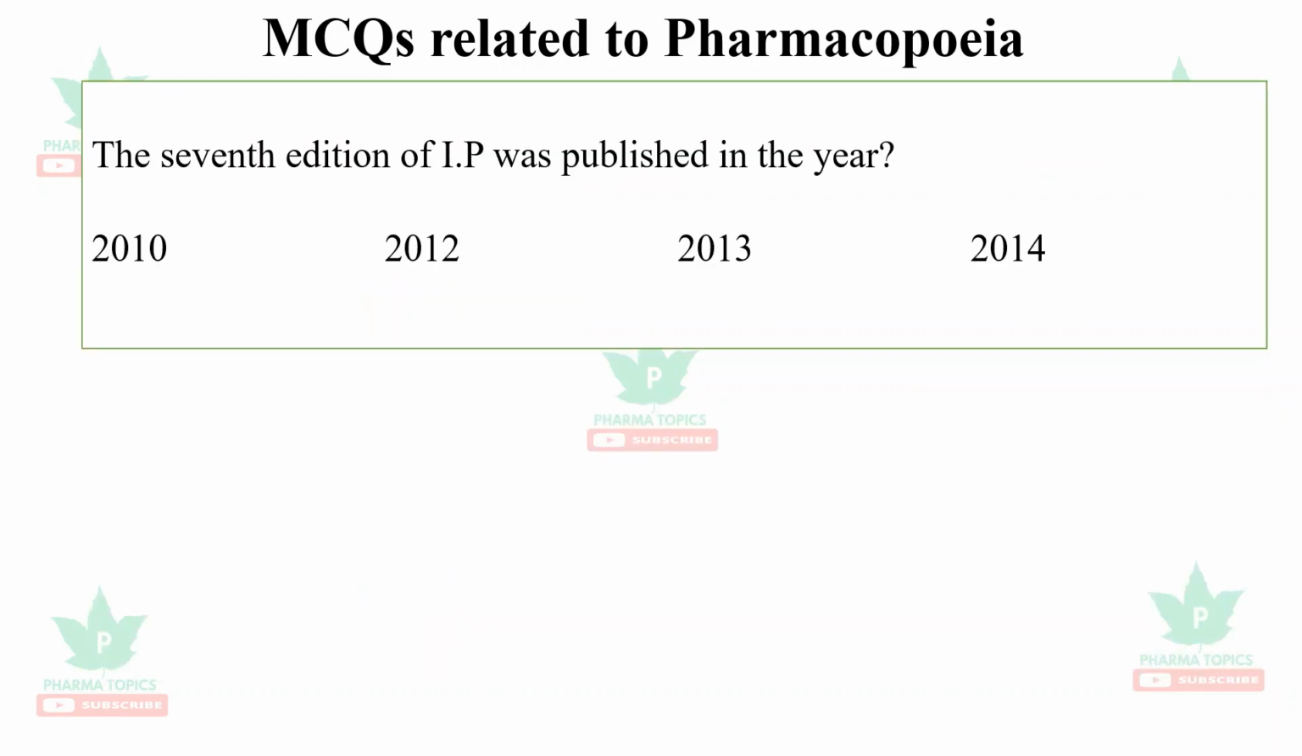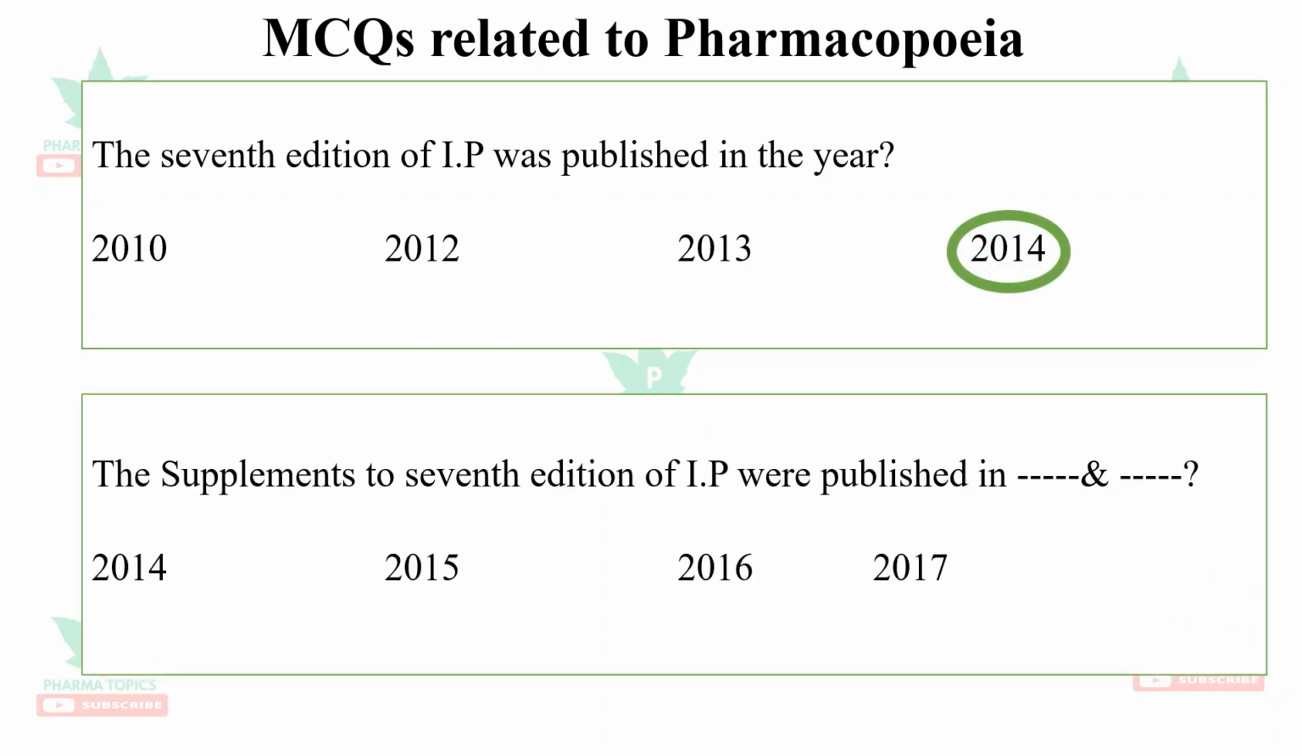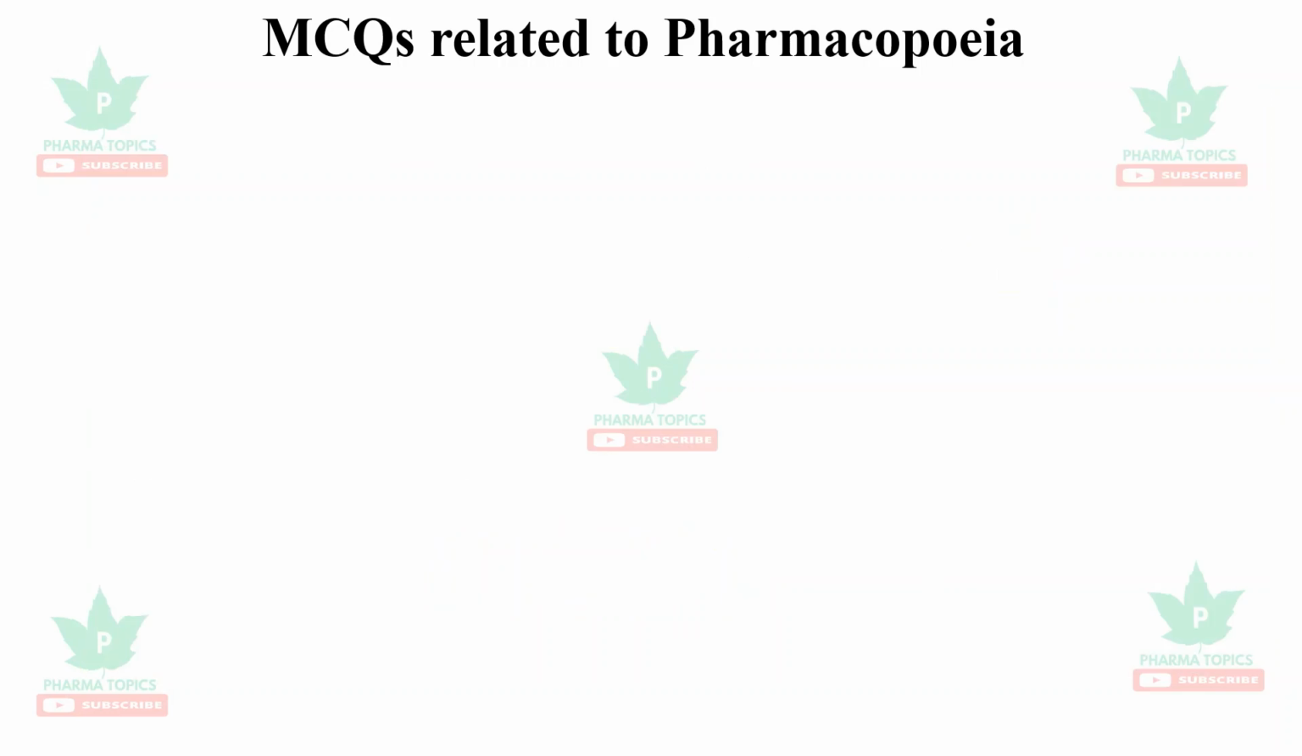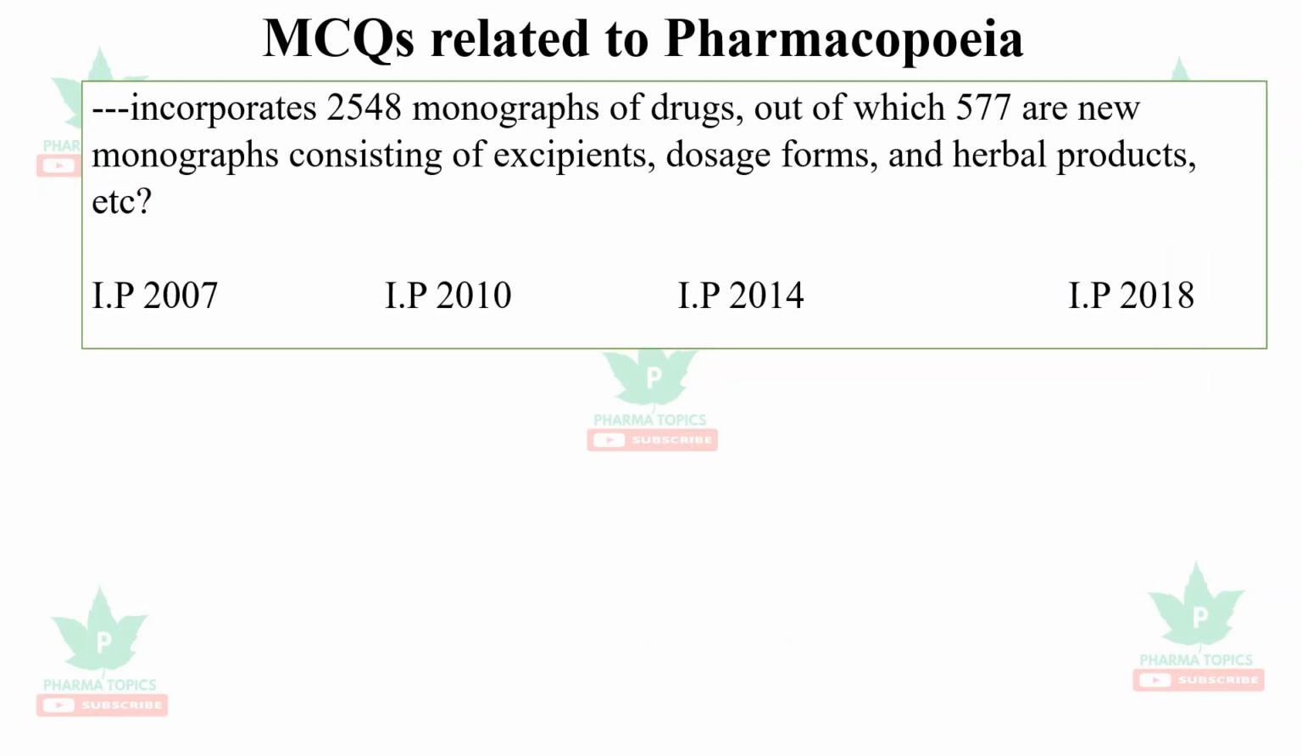The 7th edition of IP was published in the year 2014. The supplements to the 7th edition of IP were published in the following years: 2015 and 2016. The dash incorporates 2548 monographs of drugs, out of which 577 are new monographs consisting of excipients, dosage forms, herbal products, etc. So it is IP 2014.